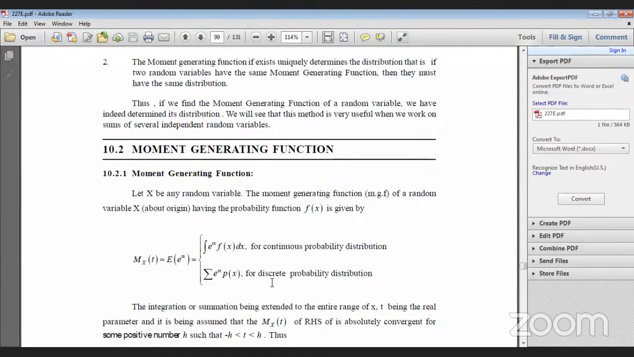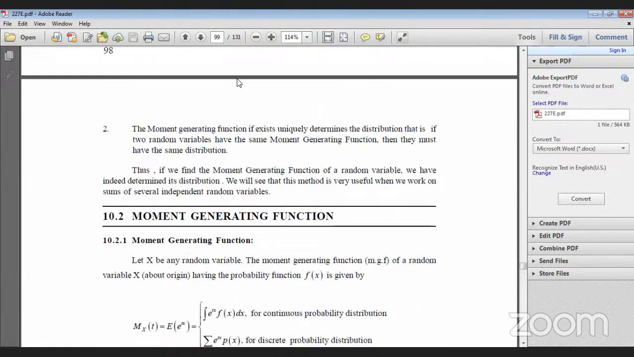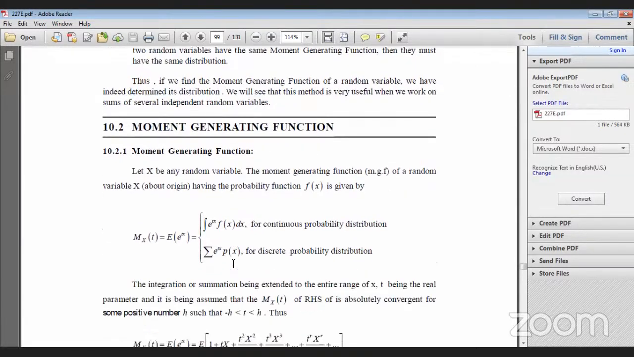Let X be a random variable. The moment generating function (MGF) of a random variable X about the origin, with probability function f of x.